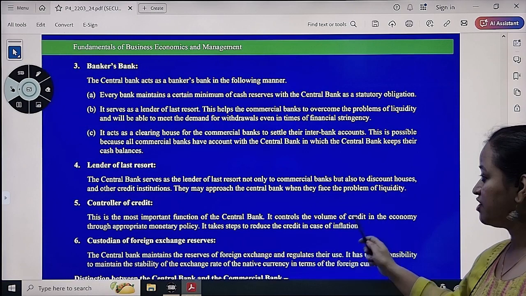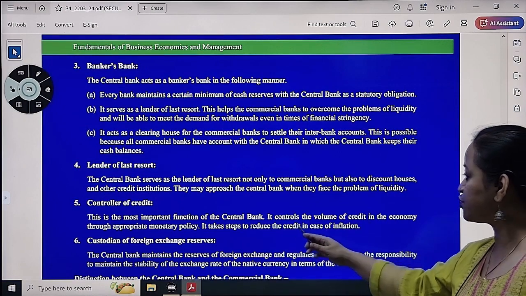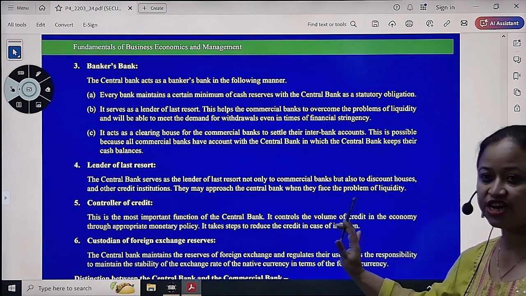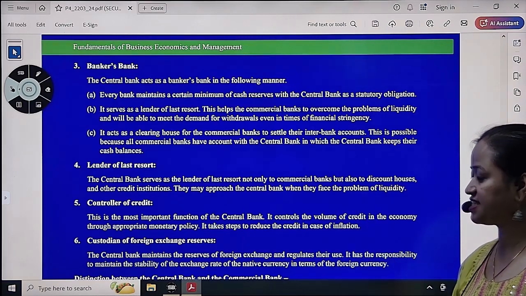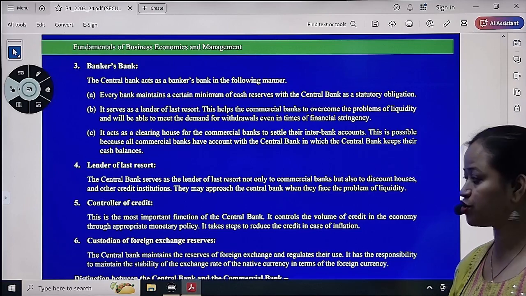Fine. So have you understood? So it takes steps to reduce the credit in case of inflation. Okay, understood? So we'll see what are the various techniques that are adopted by the central bank to control credit.